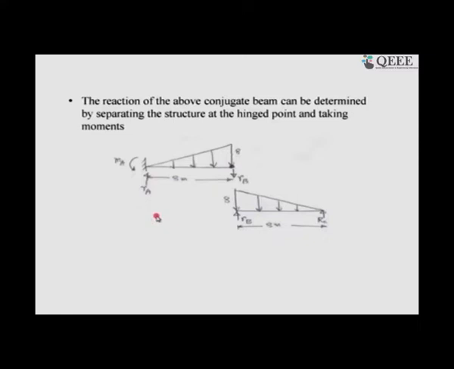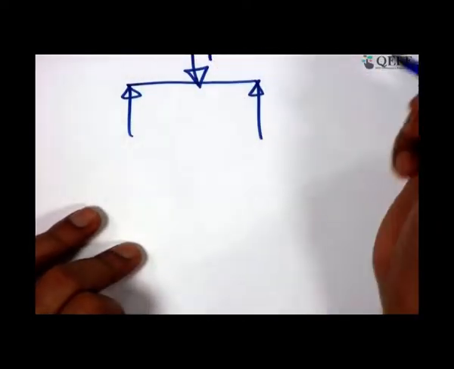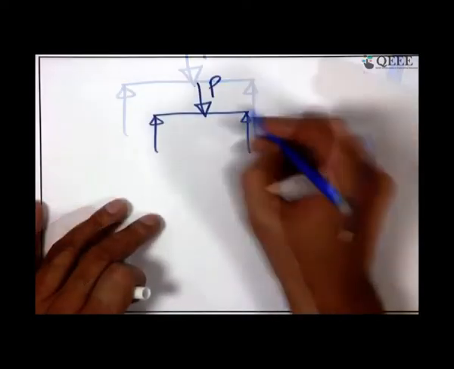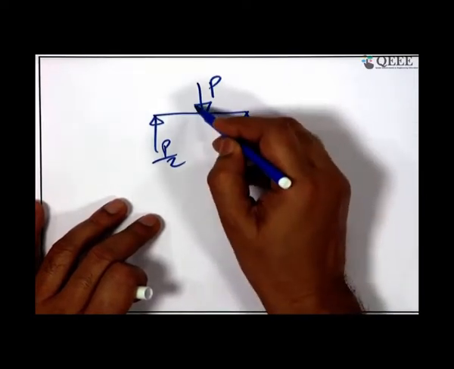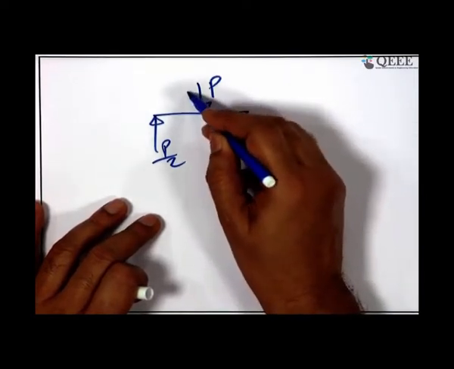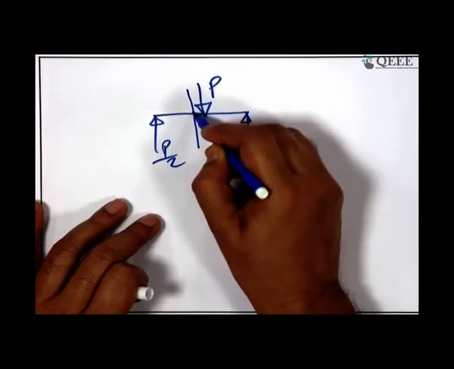And I think on the first day I have told you how to find out the bending moment at a section. Once again, just 2 minutes we will recapitulate how to draw the bending moment diagram. So, there is a load P, suppose this is P by 2, this is P by 2. I am interested to find out the bending moment at this section.